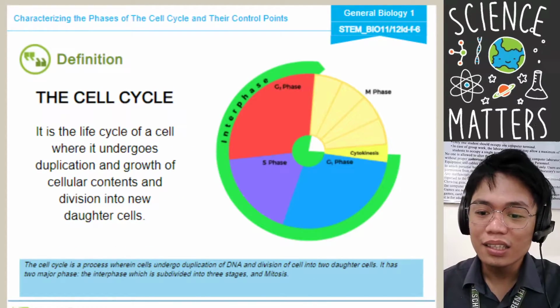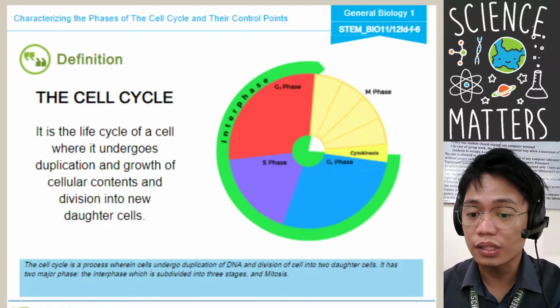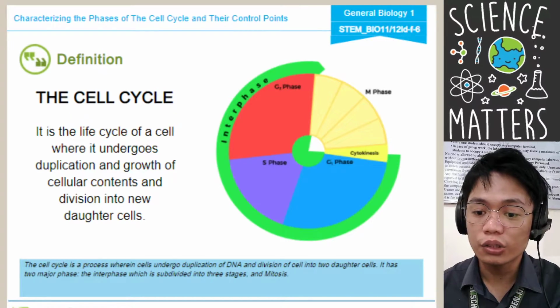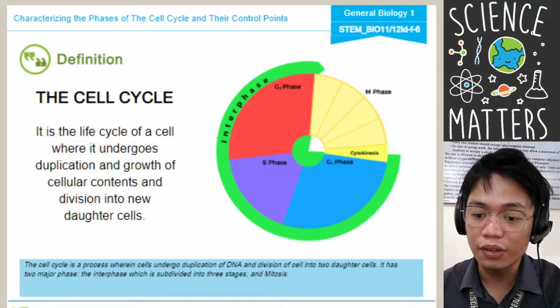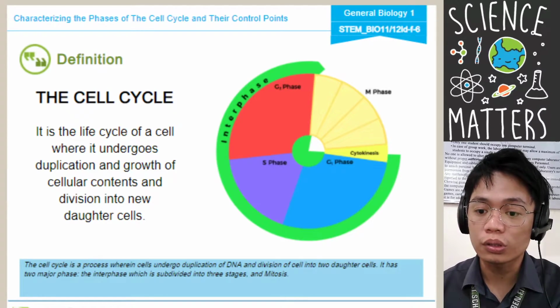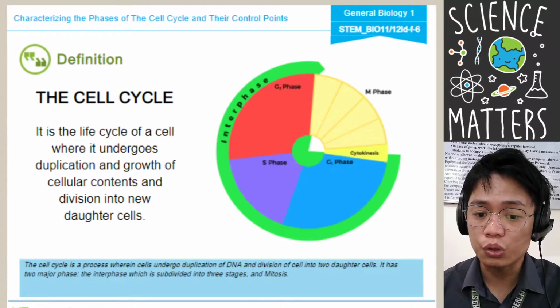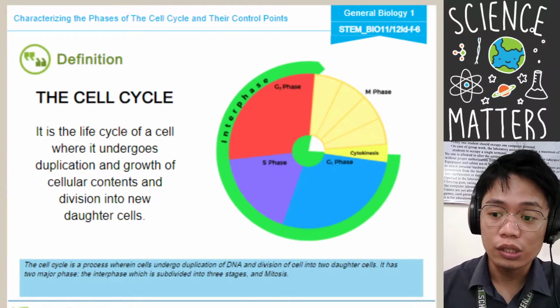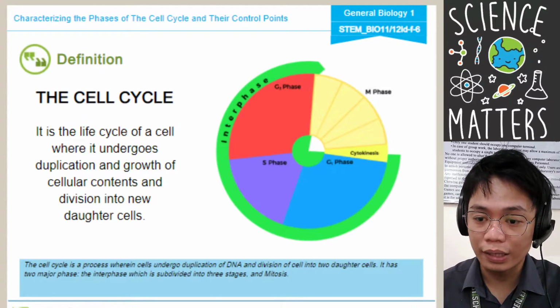So the cell cycle, or the life cycle of the cell, undergoes duplication and growth of cellular contents and division into new daughter cells. So, as humans, we also reproduce, just like cells, they also reproduce or propagate.